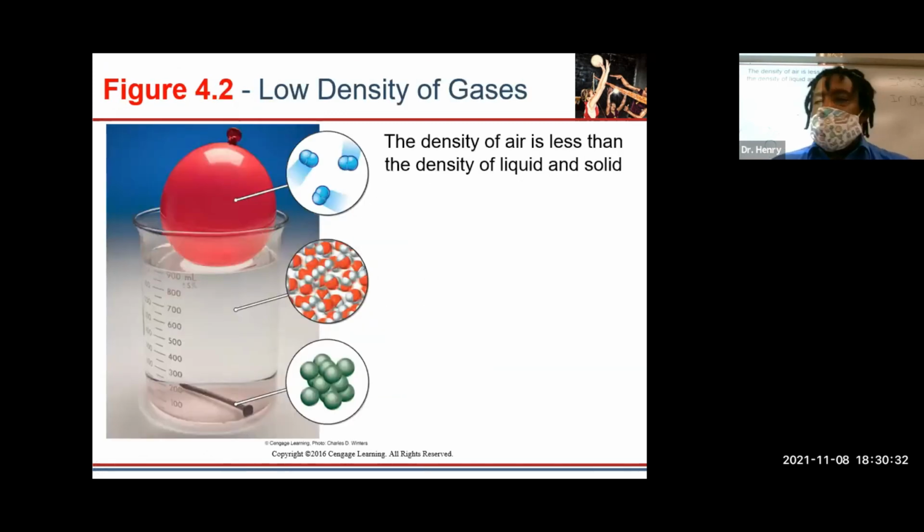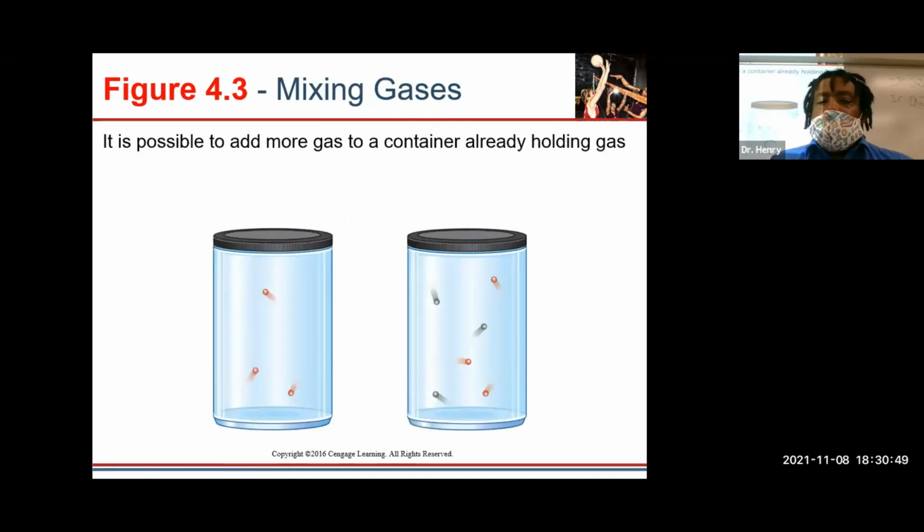Gases are low in density. So here, this is air, this is water, and then that's a nail, right? So the nail sinks to the bottom, we have the water in the middle, and then we have the air that's floating on top. Gases can be mixed, right? As long as they're not reactive.